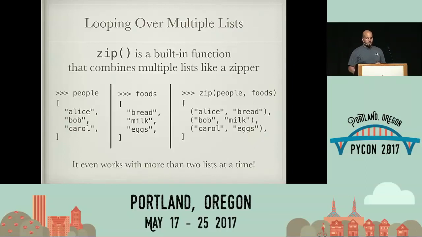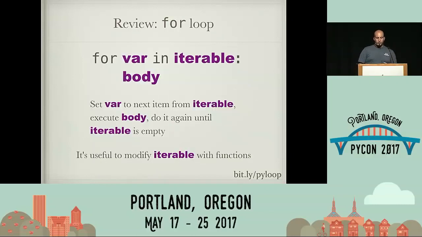The way that zip works is if you give it multiple lists, it's going to combine them together like a zipper, adding each element of the list into a tuple of all of the respective lists combined together. So zip of people and foods is going to give you the combination of Alice and milk, the combination of Alice and bread, combination of Bob and milk, and the combination of Carol and eggs. You can even combine together more than 2 lists. There's no limit. It's just whichever lists you pass into the zip function. So that's the for loop.